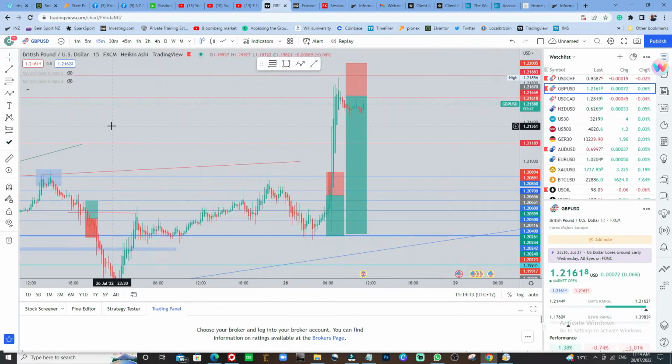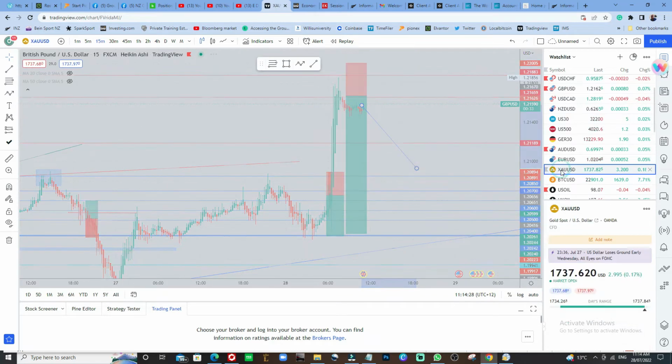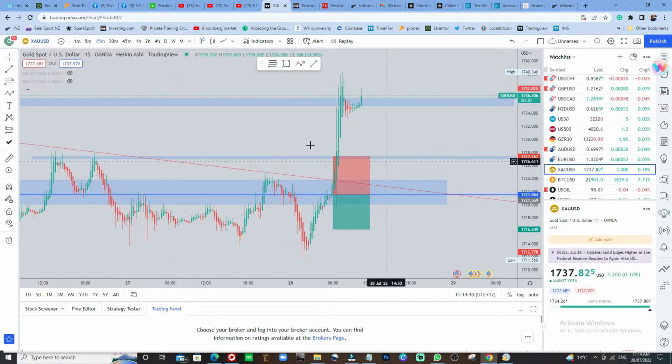So we are in another session now. So looking forward, I'll be expecting to see GBP USD fall a little bit to around this area. So we're going to check it out and see how it is. Then gold did the same thing. I lost the few trades I entered as well.